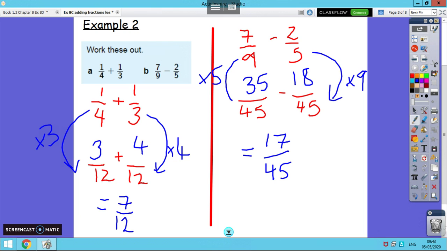I'm hoping a lot of you are saying, no, miss, that can't be cancelled, because 17 is a prime number, and 17 also does not go into 45. So that cannot be cancelled. That is your answer. That's as simple as it's going to get, 17/45.